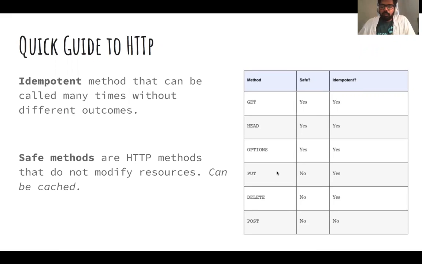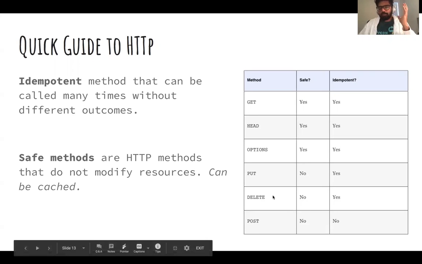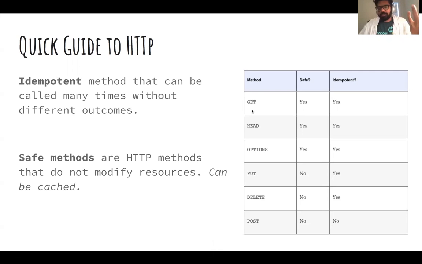CRUD being create, read, update, and delete. So whenever you want to create a resource, you do a post on it. Whenever you want to read a resource, you do a get on the resource. Whenever you want to update a resource, you do a put, and when you want to delete, you delete it.